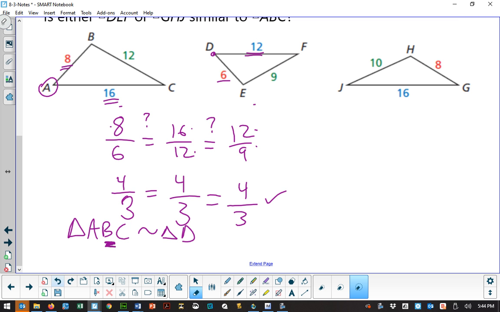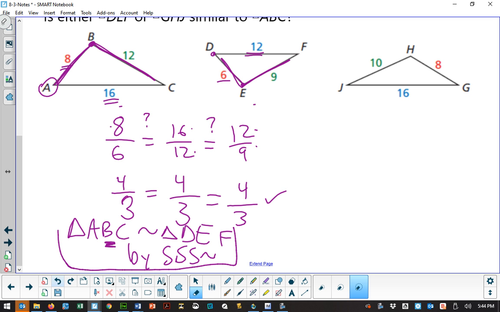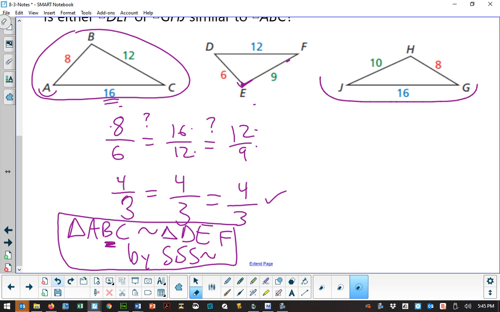Okay? B is second. B is in between the short side, the shortest side, and the medium side here. So which one's between short and medium? Well, that's going to have to be E. So E is that one there, all right? And last but not least, the only one left here is F. Okay? So they're similar by side, side, side similarity. Okay? That's the key.